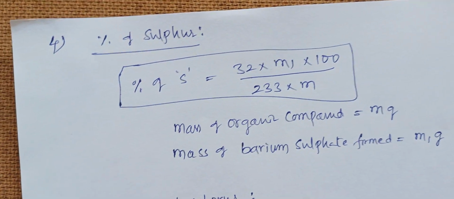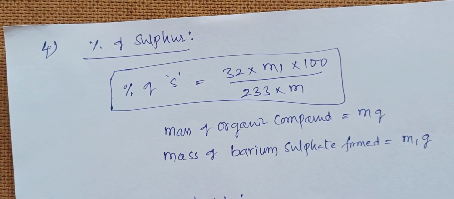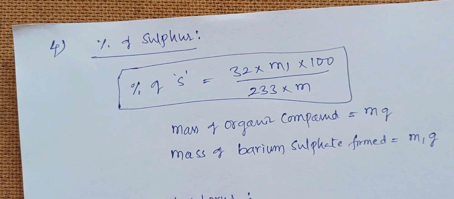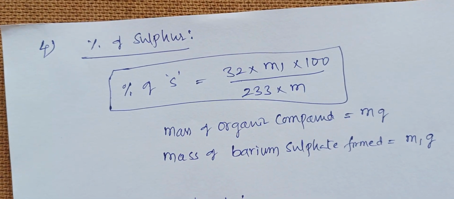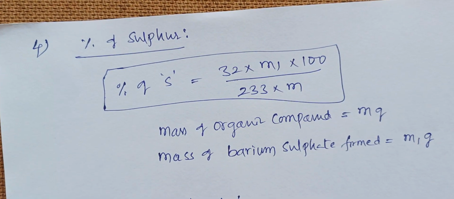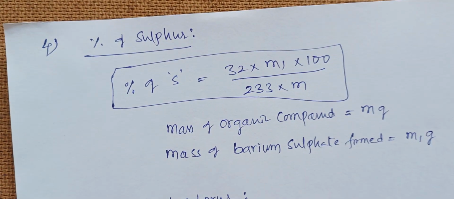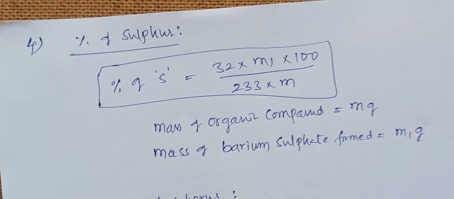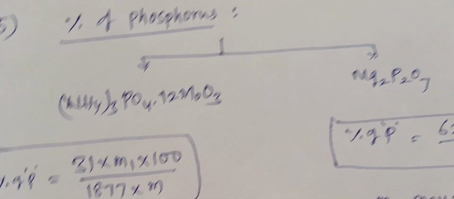Simply this question, percentage of sulfur, is also many times asked in NEET. So students, be careful, very, very important topic. If you spend 8 to 10 minutes of time, you will be getting 4 marks, which will be your rank deciding, that means college deciding topic. Okay, so next will be percentage of phosphorus.